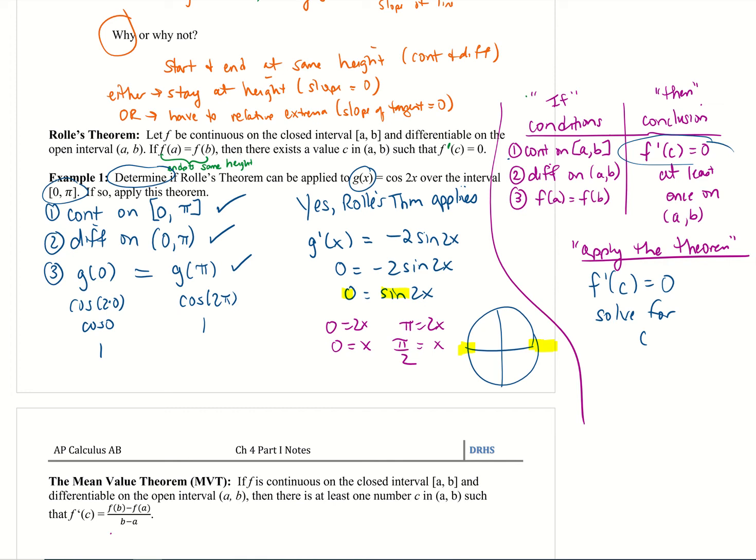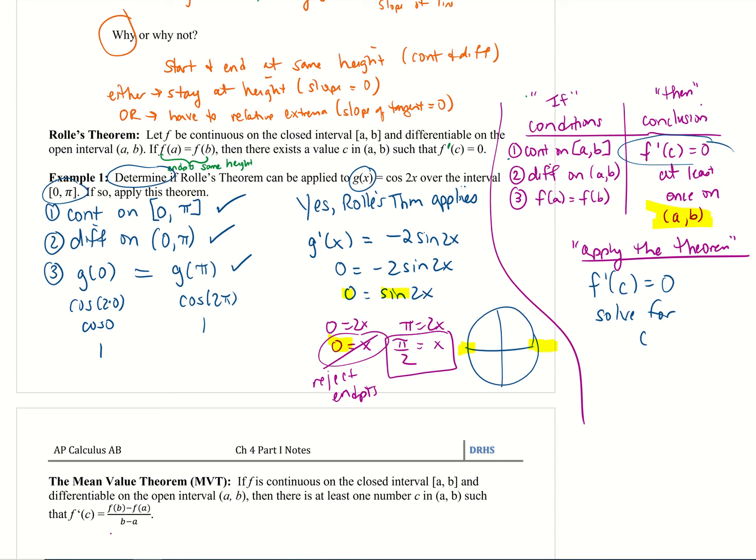However, it's supposed to only be on the open interval. So I'm not allowed to include any endpoints. And this guy, that's an endpoint, so I'm going to reject that one. I'm going to reject endpoints. So when I applied this theorem, my answer is pi over 2.